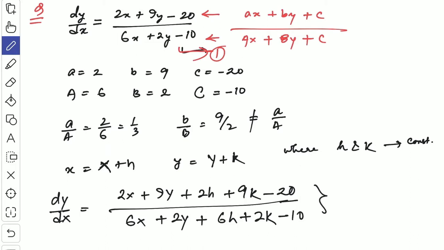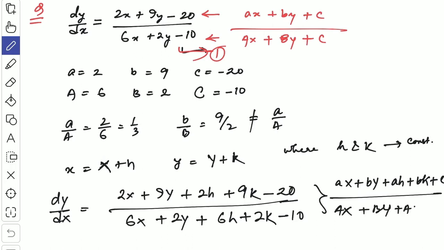So this becomes of this form: small a capital X plus small b capital Y plus small a small h plus small b small k plus small c, over capital A capital X plus capital B capital Y plus capital A small h plus capital B small k plus capital C. So this is of this form. Now from here you see, we have to choose such two values of h and k such that these parts become 0.